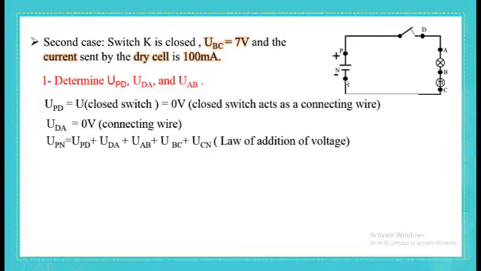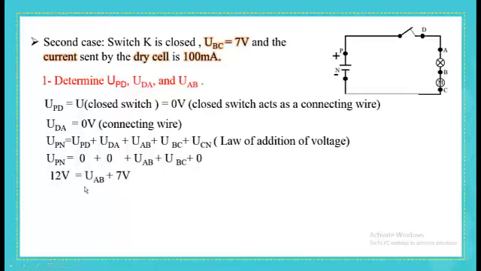The second step is to substitute the known values. We know that UPD is 0, UDA is 0, UCN is 0, connecting wires and a closed switch. Concerning UAB, this is the unknown voltage. We know that the main voltage is 12 and UBC in the given is equal to 7 volts. So let's substitute. Finally, we can get UAB, which is the voltage across the lamp and which is equal to 5 volts.